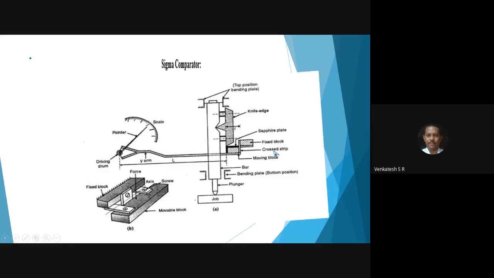Next, come to the point, sigma comparator. Here, it is a completely mechanical comparator. Here you have linkages, knife edge, and all those things. This is also used for measurement of surface roughness. Many question papers have a question on sigma comparator. If you collect the previous 4 question papers, you can see a question on sigma comparator for about 10 marks. So all of you please mark it, very, very important: sigma comparator.